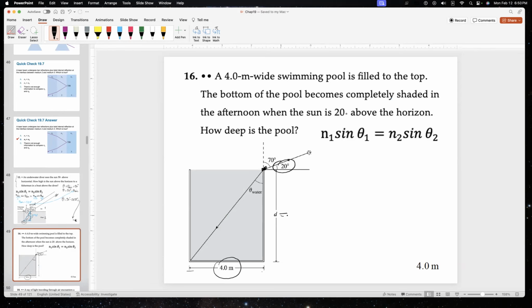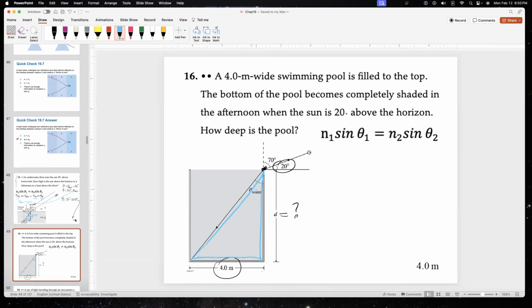So we want to know this D here. All these drawings you have to do on your own. So I'm building a triangle over here, right? You essentially want to find lots of triangles in these problems, and use Snell's law.